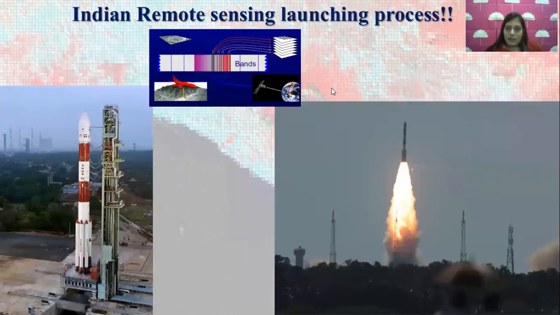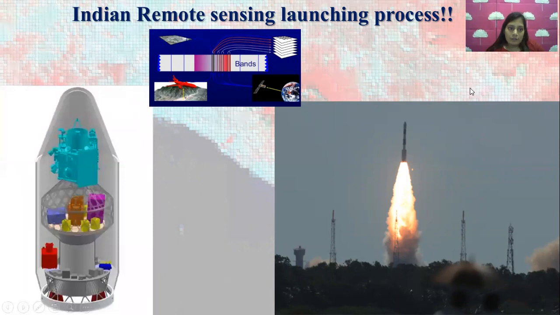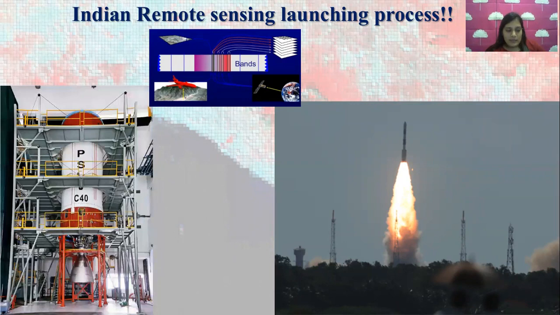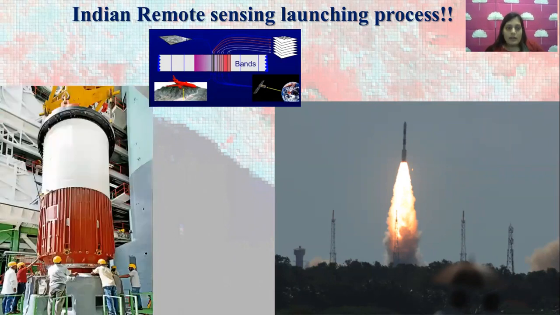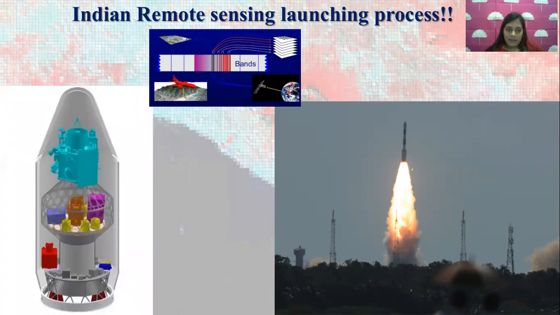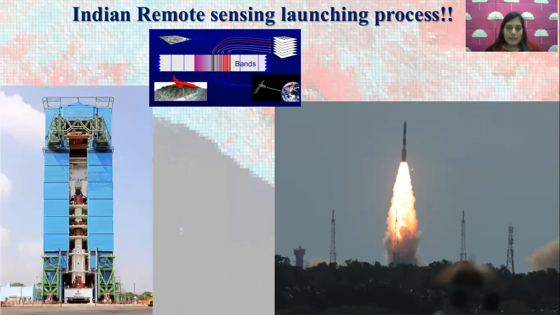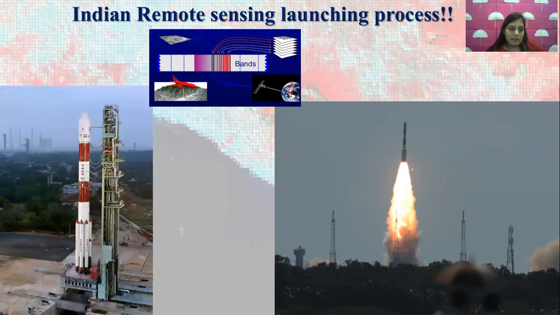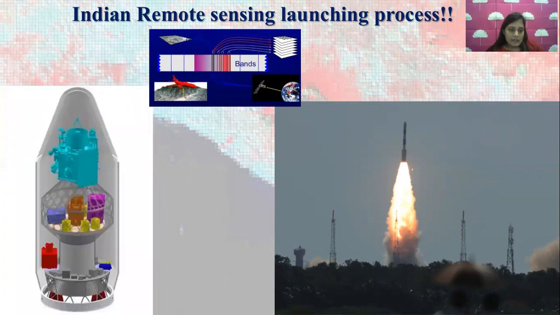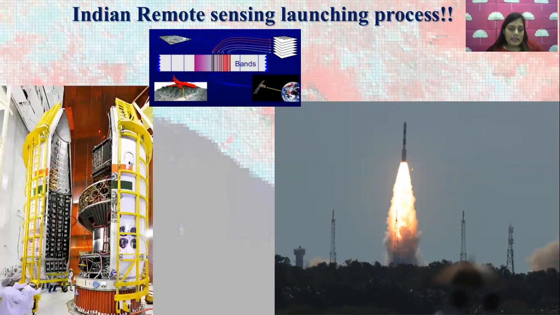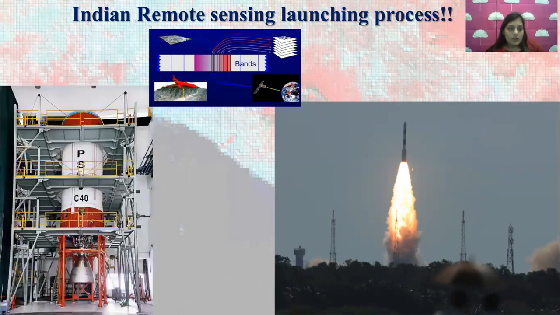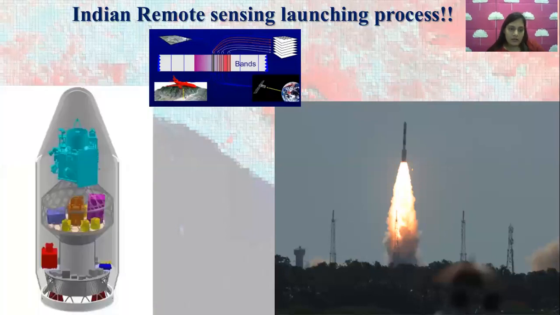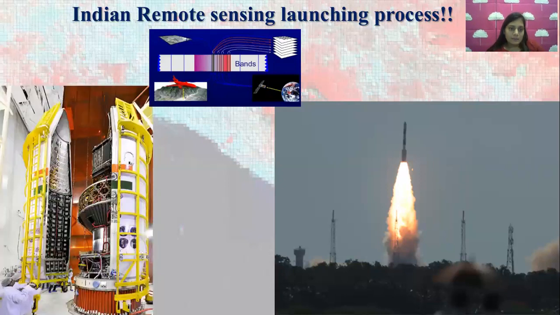So here, I would like to draw your attention. Please look here carefully: the Indian remote sensing launching process. This is how remote sensors are launched into space, right? Here you can see a launching vehicle, the PSLV, which is rocket shaped. In this, we send the sensors, and the sensors go into space and capture the information of our Earth features, right? That is known as the actual remote sensing process.